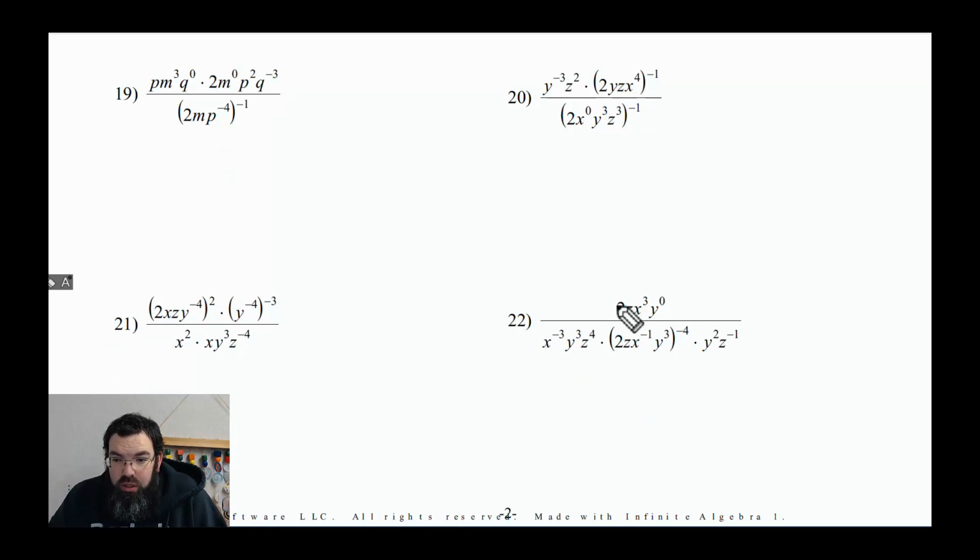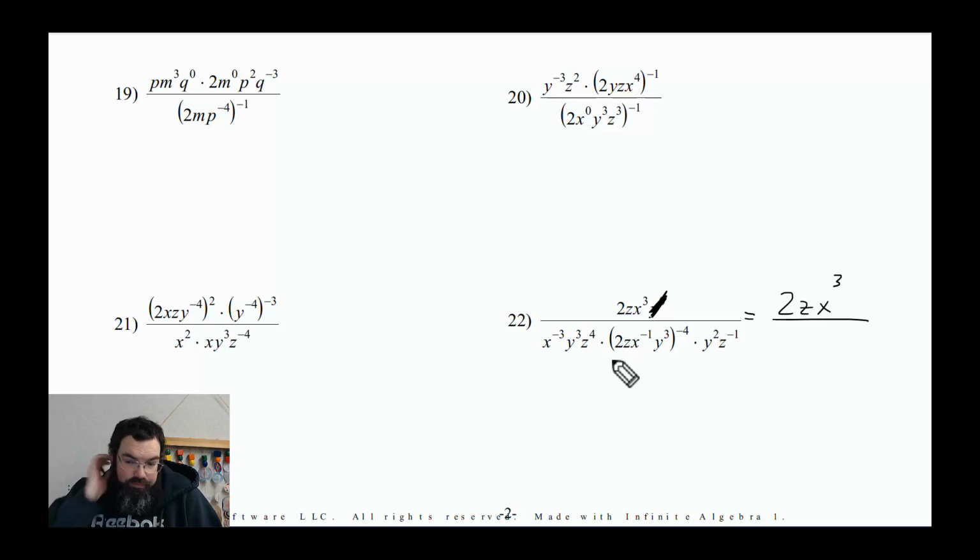Let's do the numerator up top. Well, I can't do anything really up top, but what I can do is get rid of that y, right? It's y to the 0, so I can get rid of it. That's gone. So I'm going to leave the 2, the z, and the x to the 3 in the numerator.